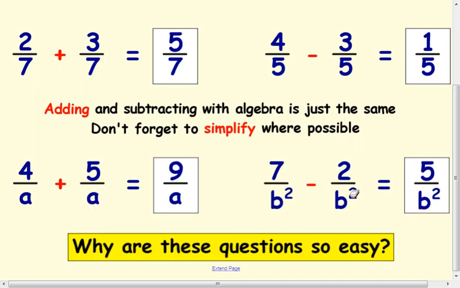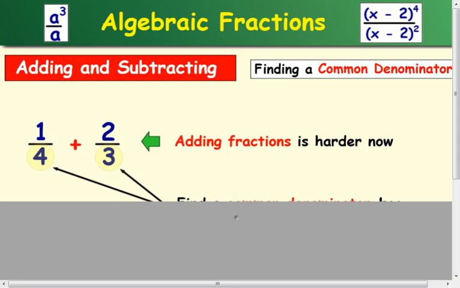Why are these questions so easy? Because the denominators are the same. It's much easier to add and subtract fractions when you see that. So let's have a look at what happens when they're not the same. We have to remind ourselves of how to add fractions when they've got different denominators. Now the purpose of this is to generate equivalent fractions with the same denominator, i.e. the same number in the bottom.